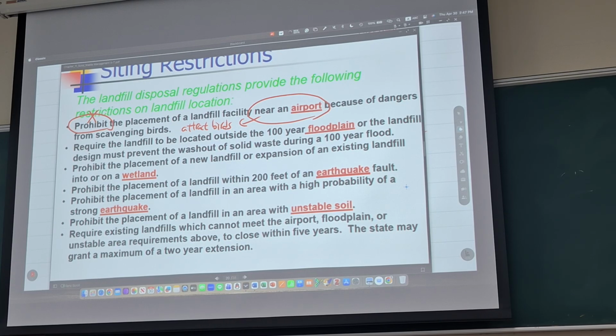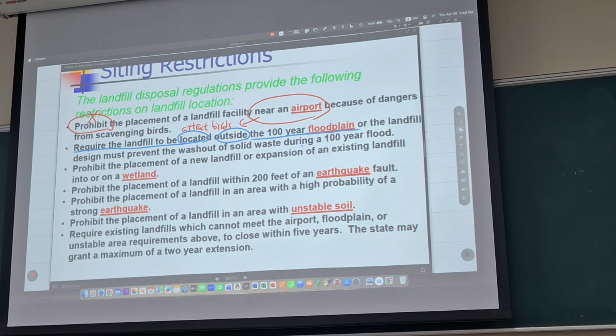And also, it requires the landfill to be located outside the 100-year floodplain. 如果这边曾经发生过水灾，100年内不可以建垃圾填埋场。It requires the landfill to be located outside the 100-year floodplains.